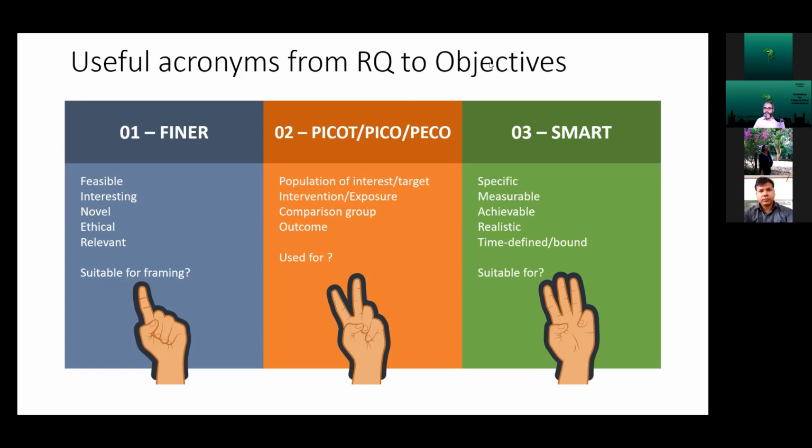Novel is something new, something different. Is it strengthening the evidence base, or is it adding something new to the evidence base? Again, it should be ethical and it should be relevant. So that is what FINER means.